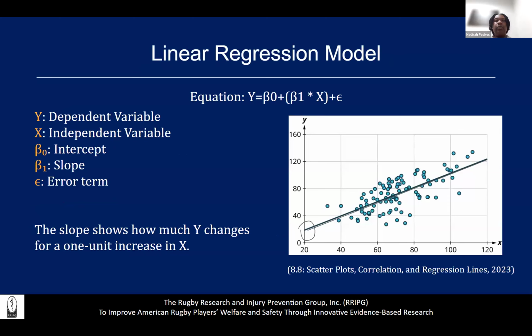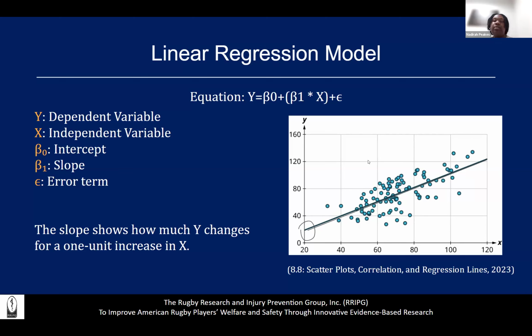So here we have the actual mathematical model for linear regression. It says y is equal to beta naught plus beta 1 times x, added by epsilon. So what do these variables mean? Y stands for the dependent variable, x stands for the independent variable, beta naught stands for the intercept, beta 1 stands for the slope, and epsilon means the error term. Epsilon is the difference between the actual versus the observed values, and it calculates variability in the dependent variable.